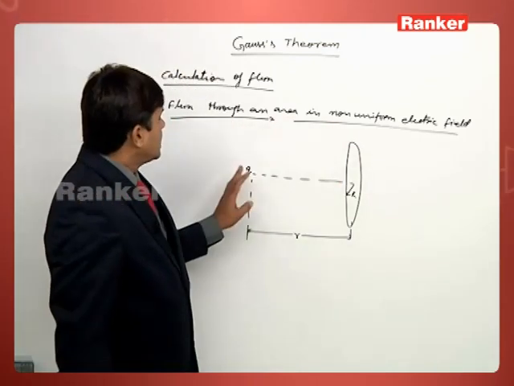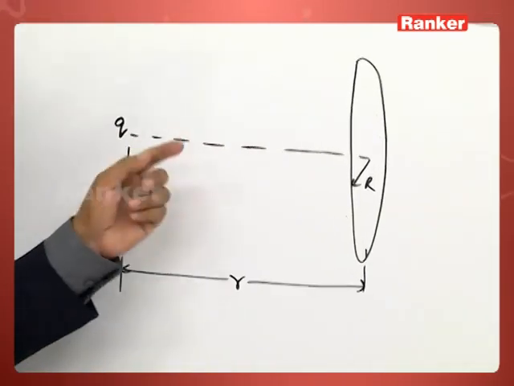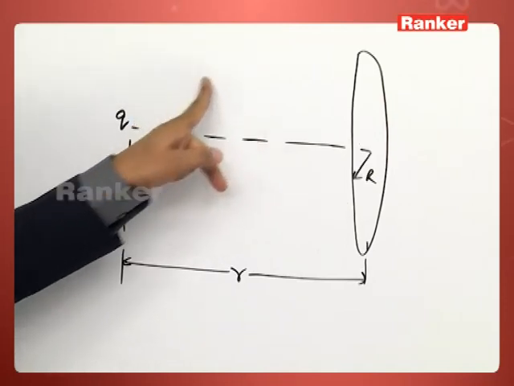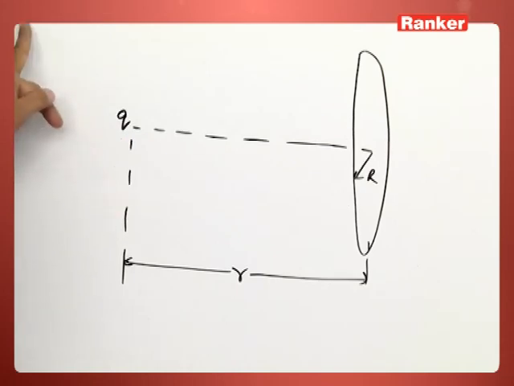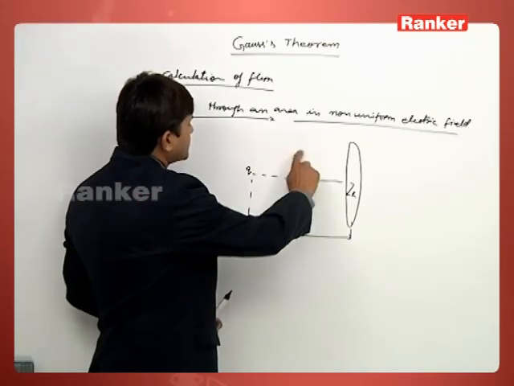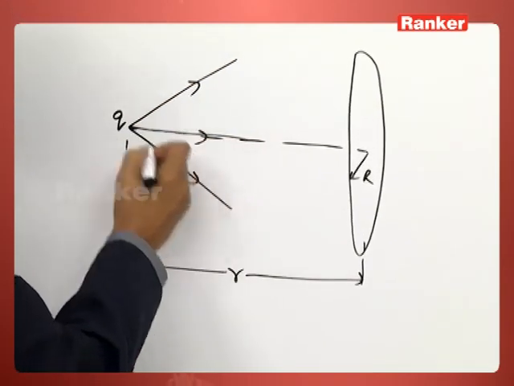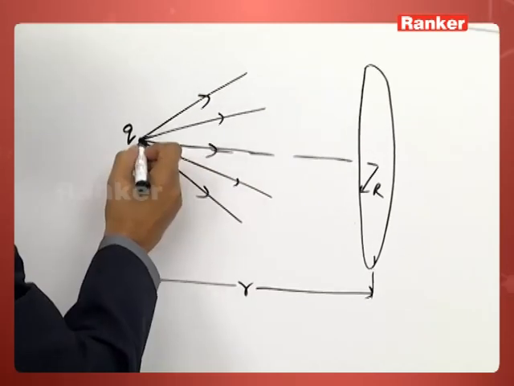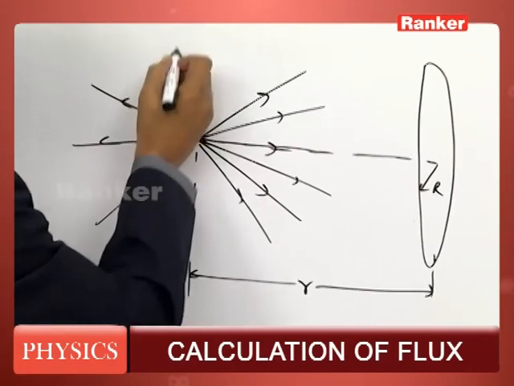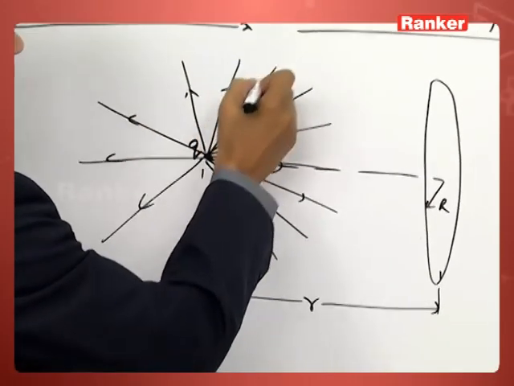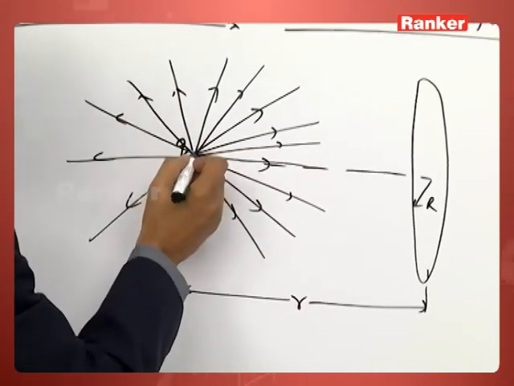Now if we look at this point charge, we will see that it produces lines of force radially outward. But as we move upward, or move away from the charge, the electric field value gradually decreases. So when it reaches our ring, the electric field will not be uniform.